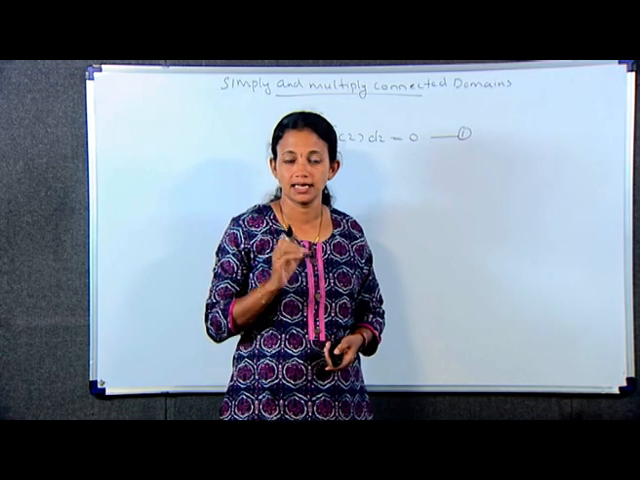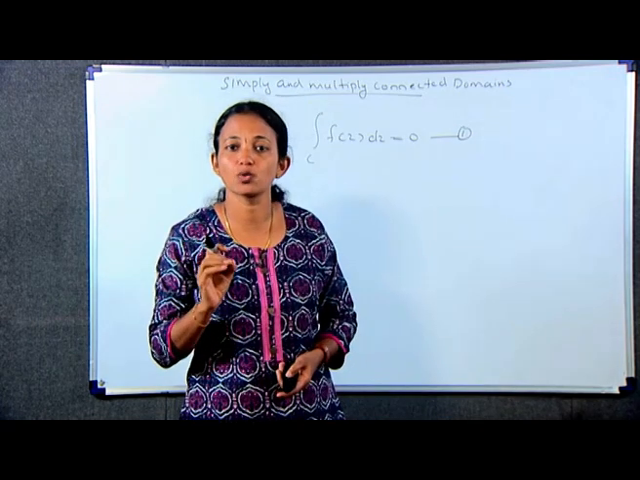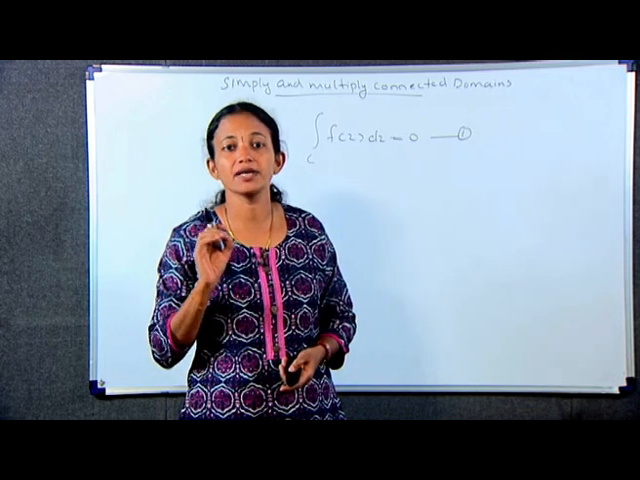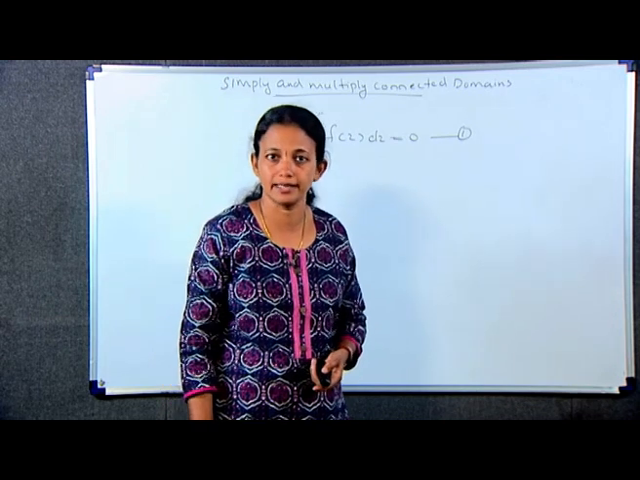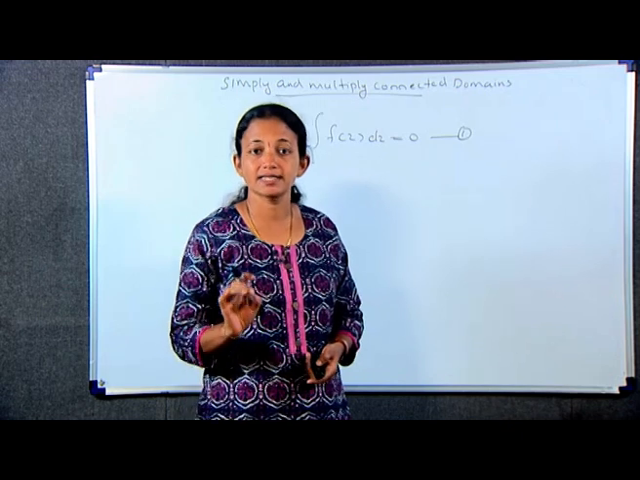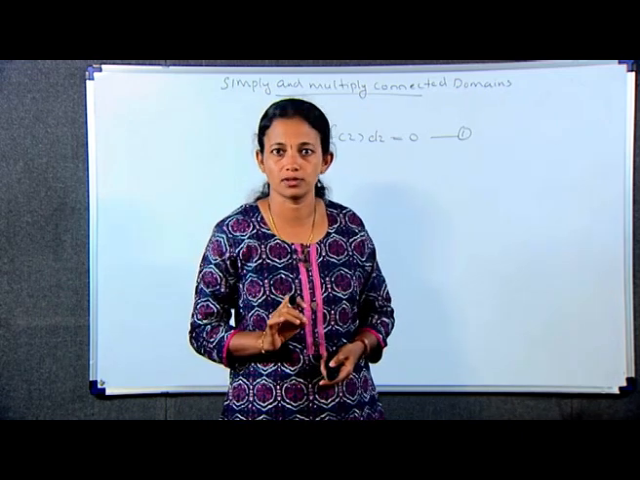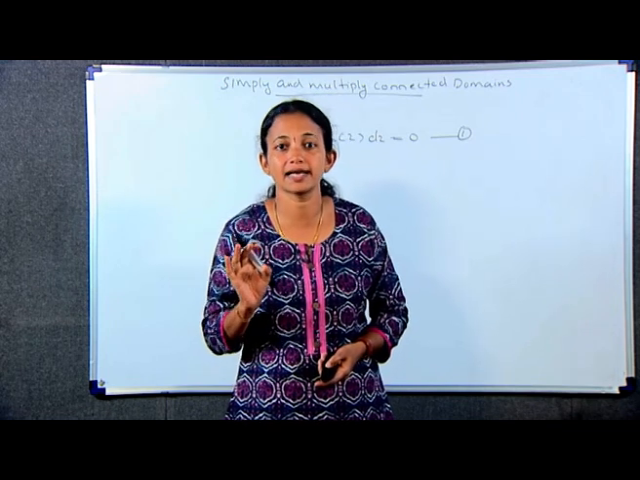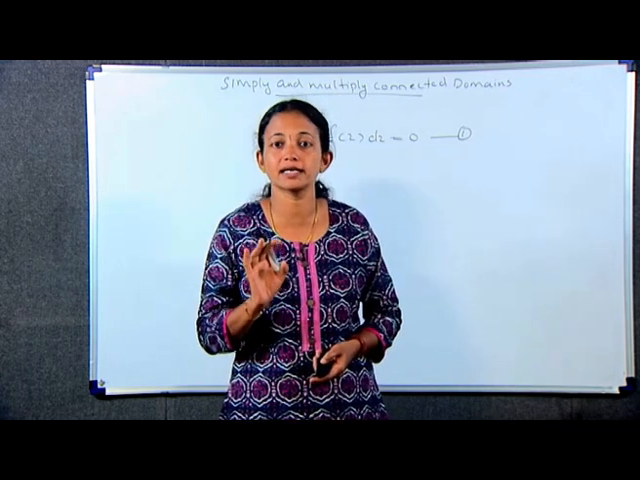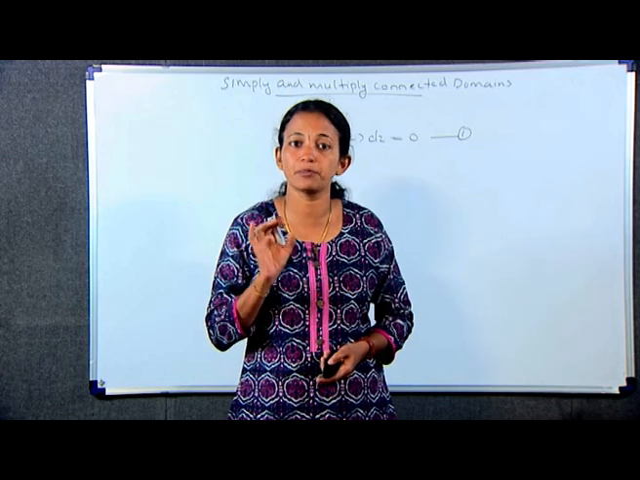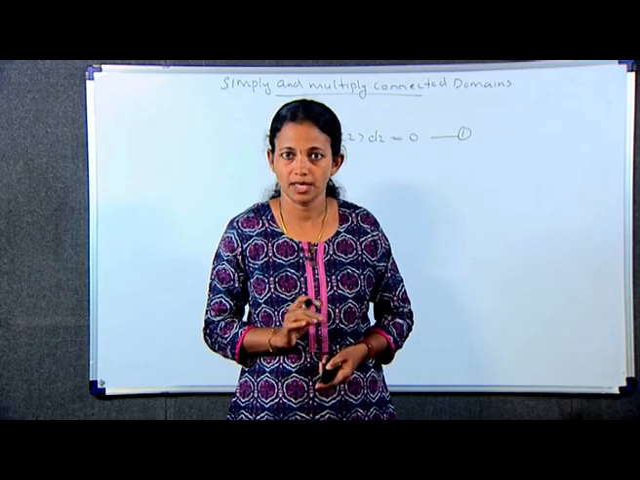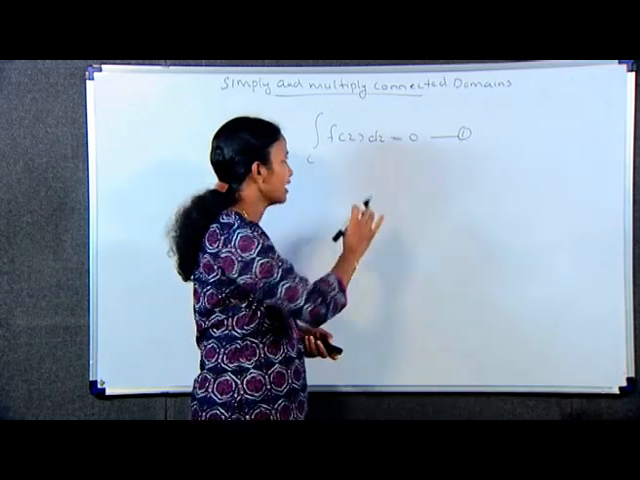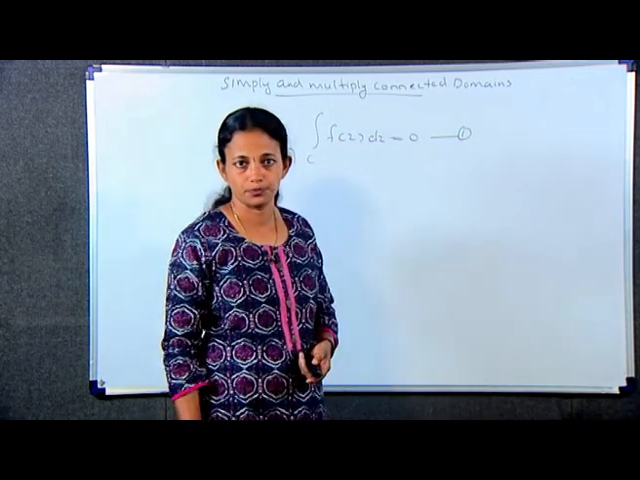Proof is like this. Let f be analytic throughout a simply connected domain D and C be a closed contour lying in D. First, let C be a simple closed contour. Then, since C lies entirely within D, f(z) is analytic at all points interior to and on the simple closed contour. Hence, by the Cauchy-Goursat theorem, we have the integral over C of f(z) dz is equal to 0.